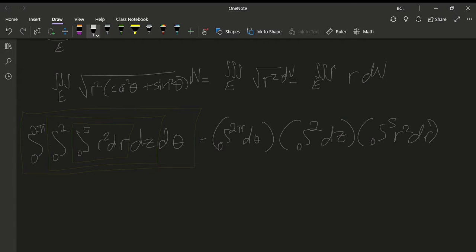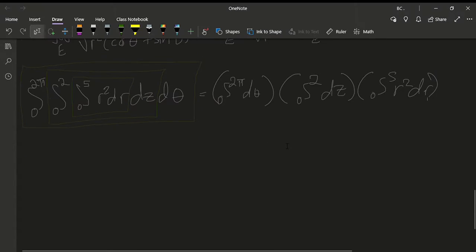You can only do this when you don't have any equations in your integration bounds. So if I had, say, 0 to 5 plus y, or 0 to 5 plus z, I wouldn't be able to do this. Or I wouldn't be able to do this as easily. And I'm a little lazy, so if it's not easy, I'm not going to do it. Anyways, we'll just take this one at a time, starting with r 0 to 5 r squared dr.